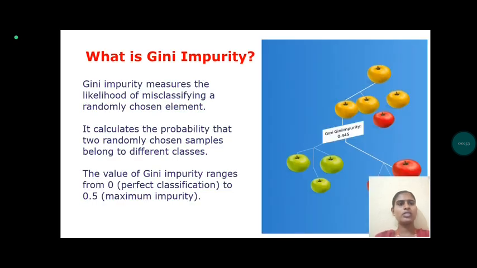Next, what is Gini impurity? Gini impurity measures the likelihood of misclassifying a randomly chosen element. It calculates the probability that two randomly chosen samples belong to different classes. The value of the Gini impurity ranges from 0, which means perfect classification, to 0.5, maximum impurity.